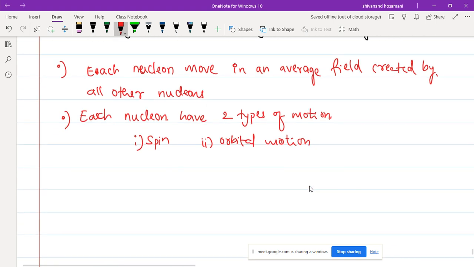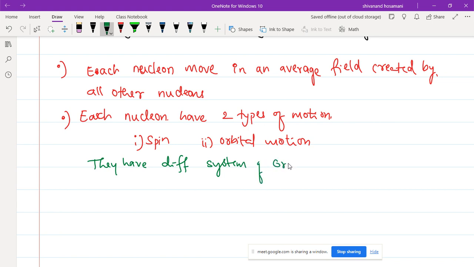Then they also have different systems of orbit around the center of mass of the nucleus. It is nothing but different states.